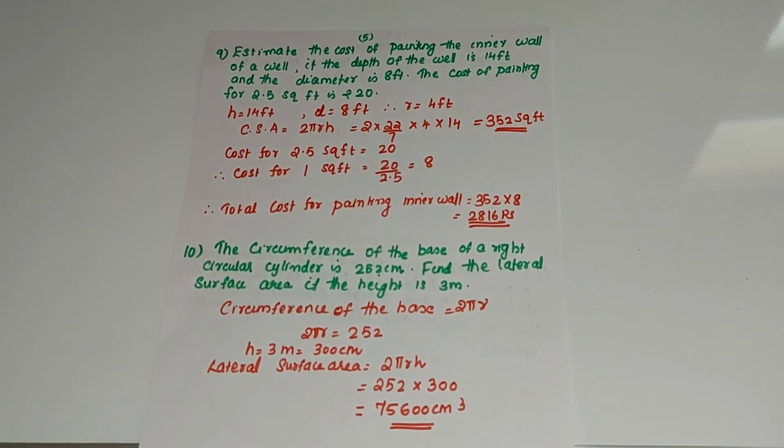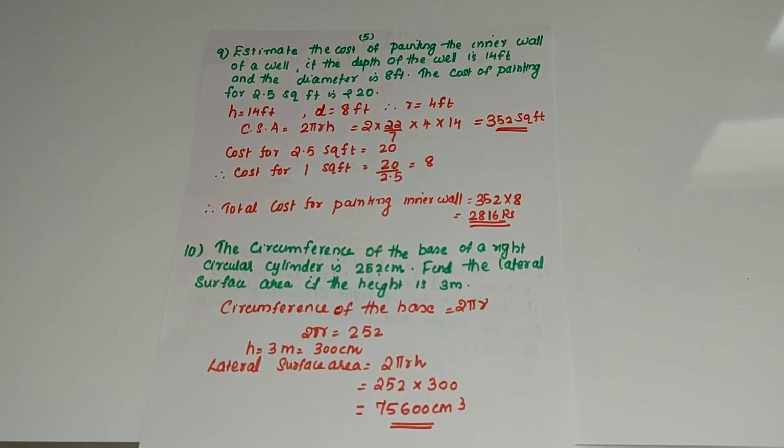And our question is the lateral surface area. We have to find out the lateral surface area. Lateral surface area is the same as curved surface area. We know the formula, lateral surface area equals 2 pi r h. The value of 2 pi r we know is 252, and h is equal to 3 meter, which is 300 centimeter. Multiplying that, we get 75,600 centimeter cube. So this is the CSA of the right circular cylinder.